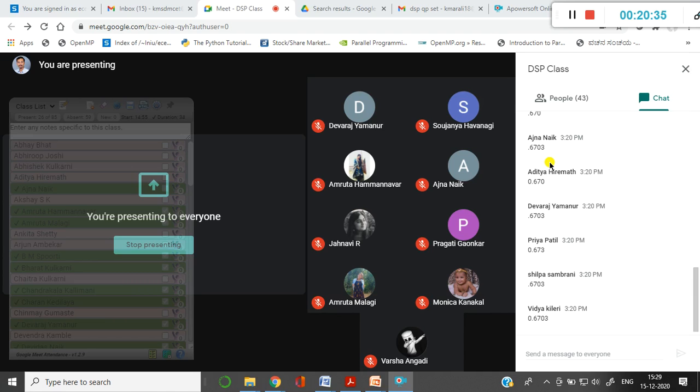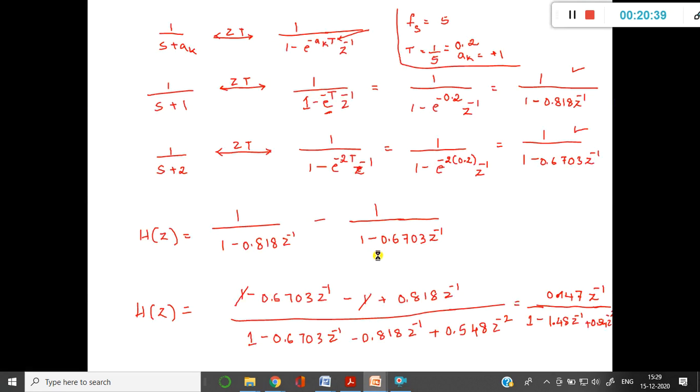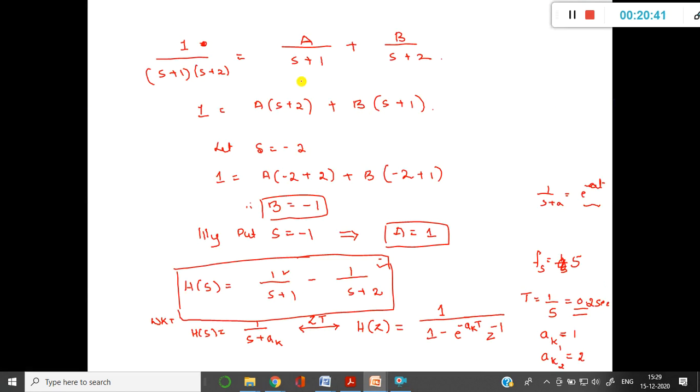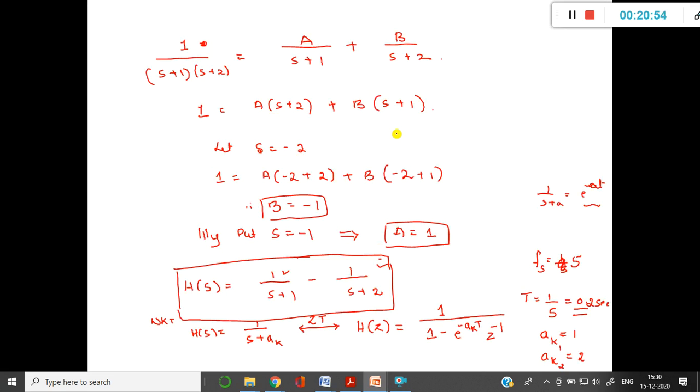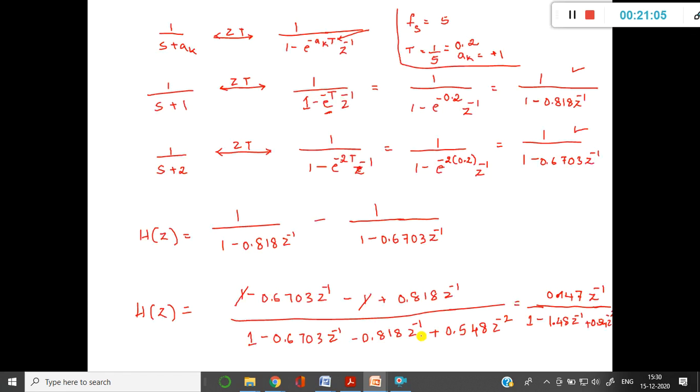So in this particular example, there are two roots. One is at -1 and another one is at -2. Hence, we adopted the technique called the partial fraction method to obtain the value of a and the value of b. Once you obtain the values of a and b, put them in the h of s, and finally try to obtain the value of h of z. That's it.